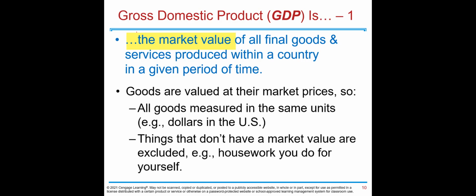Goods are valued at their market prices, all goods measured in the same units, let's say dollars in the United States. Things that do not have a market value are excluded. For instance, housework you do for yourself is not included in the GDP. So everything that you sell or buy has to have a market value, otherwise it's not going to be in the GDP.